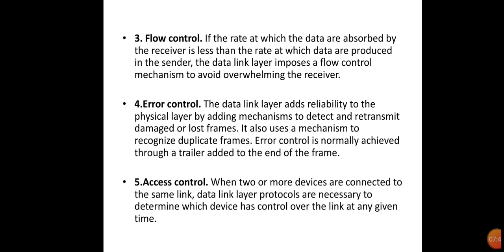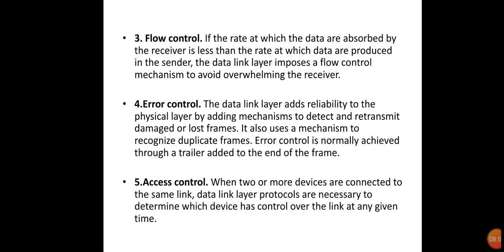Third one is flow control. The rate at which the data are absorbed by the receiver is less than the data rate at which data are produced in the sender. The data link layer imposes a flow control mechanism to avoid overwhelming the receiver.